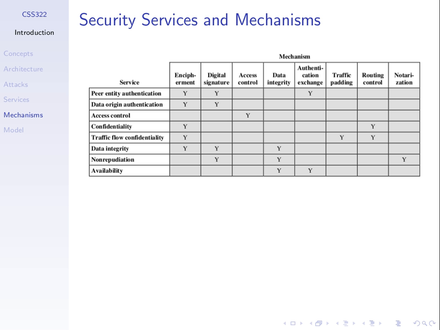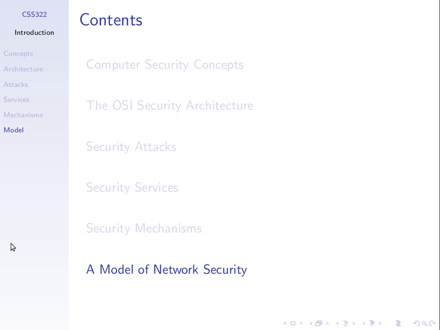Just some examples there. So that's the main things we want to cover in the introduction. We have attacks, services, and mechanisms. You need to know the types of attacks, know the 6 services and the difference between them, and we're going to teach you about the different mechanisms. To teach you about those mechanisms, we'll use some common model of network security in our examples.